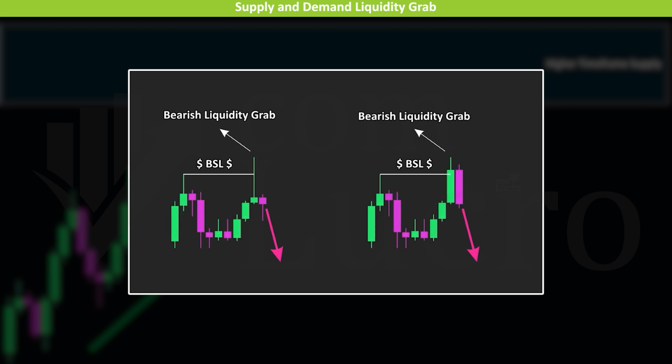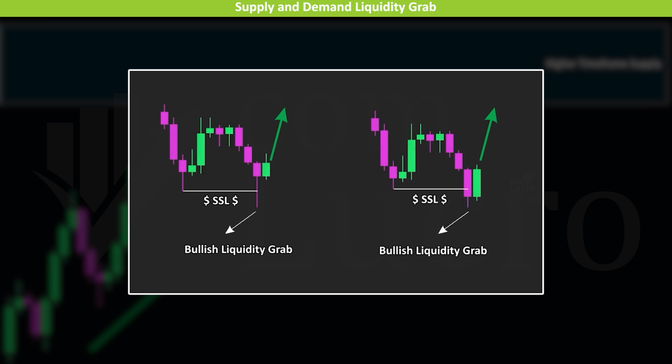A bearish liquidity grab happens when price briefly breaks above a previous high, but quickly returns back into the range. This tells us that buyers failed to sustain the breakout, and the move was likely a trap. At the same time, liquidity resting above the swing high has been swept. After this type of behavior, the probability often shifts toward a stronger move to the downside.